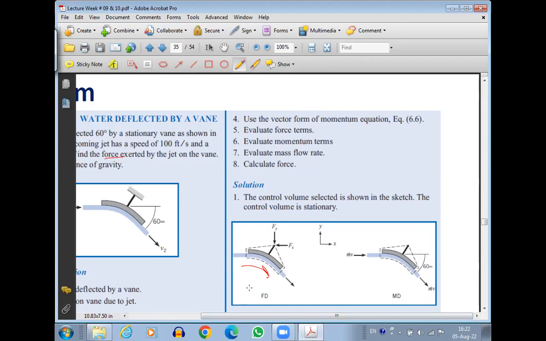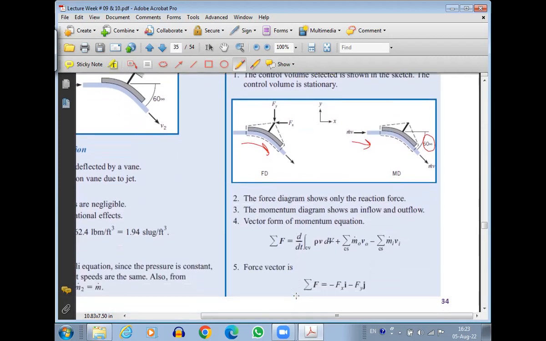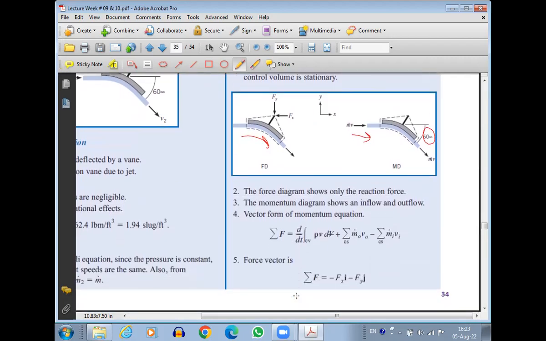Then the other thing is the momentum diagram. In the momentum diagram, there is the fluid coming into our control volume, which is m dot v, and fluid going out of the control volume, which is m dot v, but it is deflected by an angle of 60 degrees. So this is the momentum diagram, and this is the force diagram. Now let's try to solve the problem.